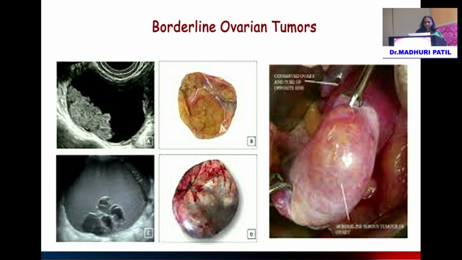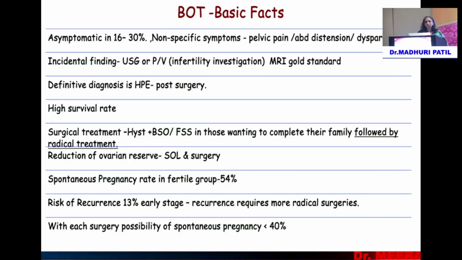Going to borderline ovarian tumors, we know that they are asymptomatic about 16 to 30% of the time. They have non-specific symptoms like pelvic pain, abdominal distension, and dyspareunia, and they are basically discovered incidentally, and a definitive diagnosis is only on histopath, that is, only post-surgery. They have a high survival rate. Though the surgical treatment is hysterectomy with bilateral salpingo-oophorectomy, fertility sparing surgeries can be done, and once they complete the family, we can go for a radical treatment.